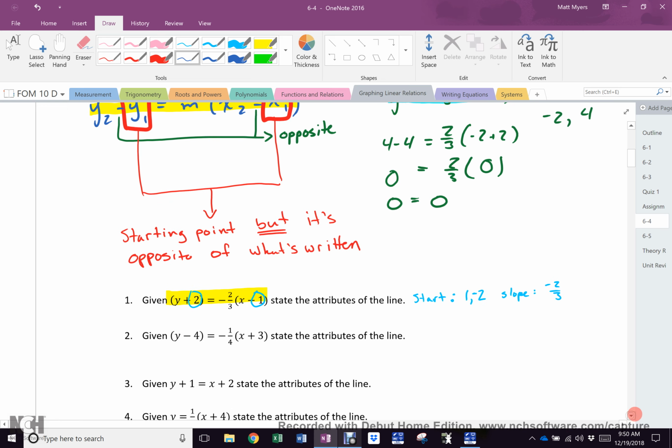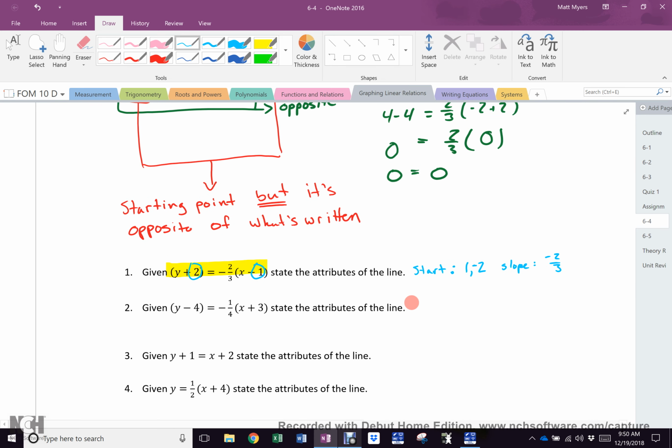You tell me the next one. What is my starting point? -3 and +4. -3, 4, and my slope? -1 over 4. So let's actually draw it. Where would I go first with my slope? Up or down? You go down. You could go down how far? 1, and then if I go down 1, then what direction must I go?